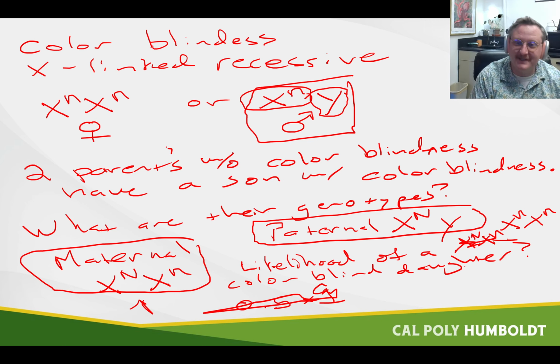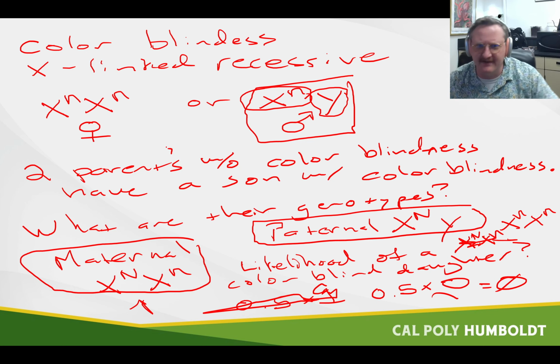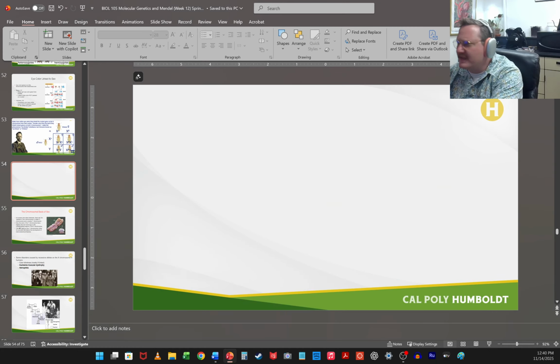What's the likelihood of a daughter being colorblind? Well, there is a 0.5 probability of receiving the recessive allele in the egg cell times a 0 probability of receiving a recessive allele from the sperm cell. Therefore, the probability is a straight up 0. They can't have a colorblind daughter. That's the sort of problem that I would ask you on the exam that has to do with X-linked inheritance.